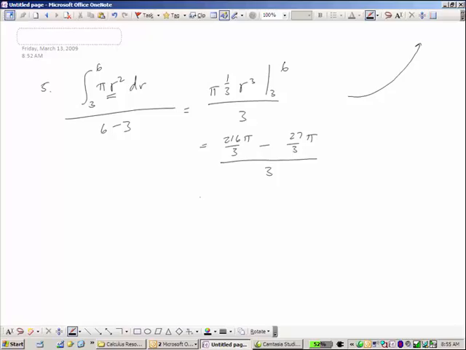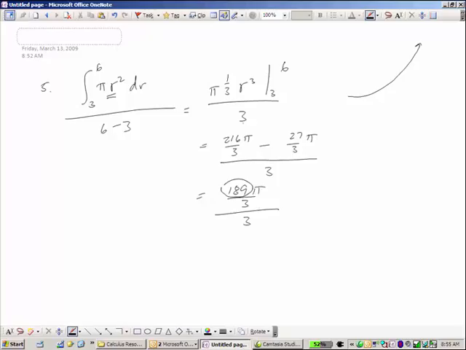What's 216 minus 27? 189. All right, 189 pi over 3 all over 3. Let's see, 9 plus 8 plus 1 is 18, divisible by 3. Do you know that if you add up the digits, and it's divisible by 3, then the number is divisible by 3? Did you learn that in elementary school?